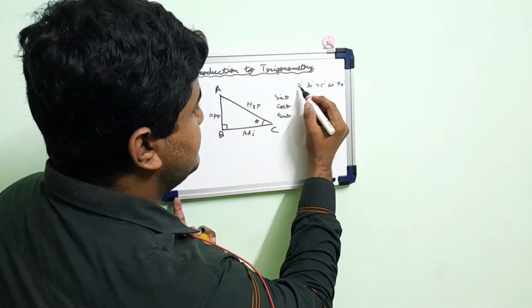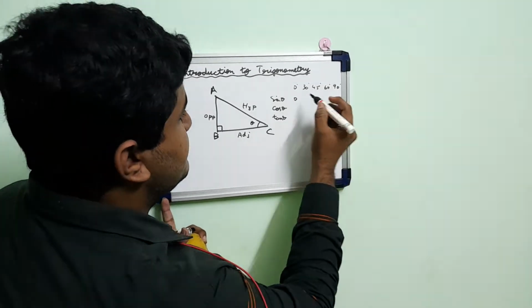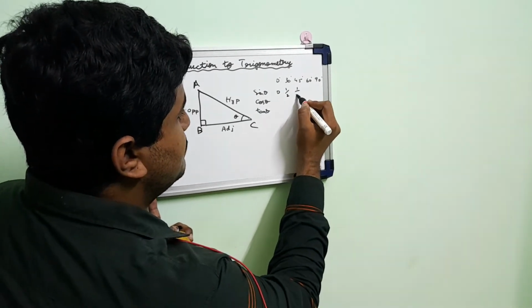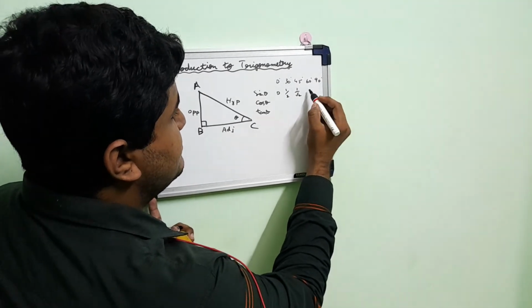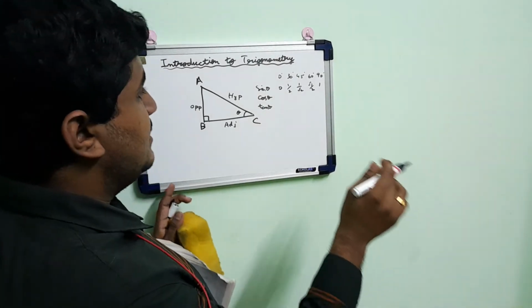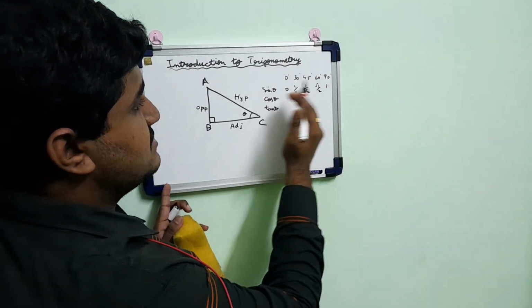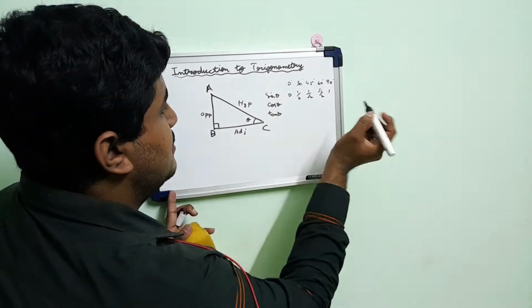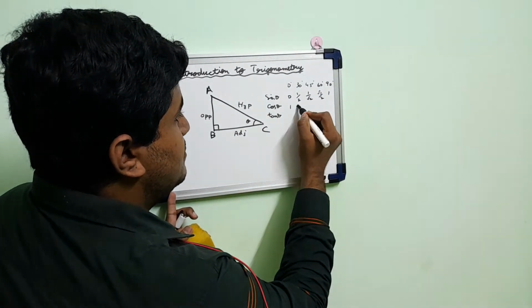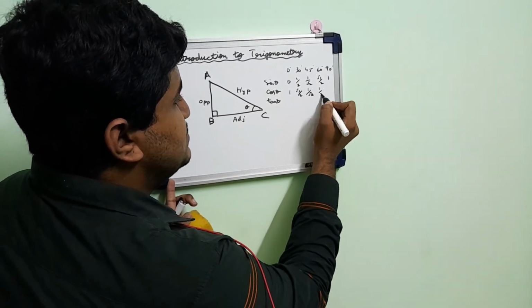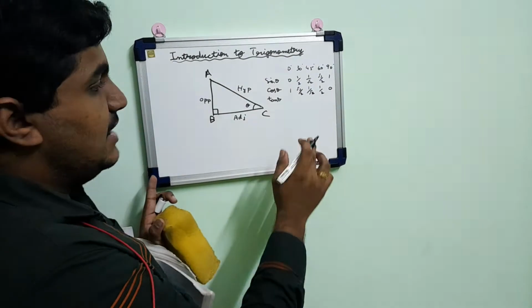So first for sin theta, sin 0 is 0, sin 30 is 1 by 2, sin 45 is 1 by root 2, sin 60 is root 3 by 2, sin 90 is 1. So for cos theta, it is the reverse of sin theta, that is vice versa. So for cos 0 it's 1, cos 30 is root 3 by 2, then 1 by root 2, 1 by 2, 0. So these are the values for cos theta.